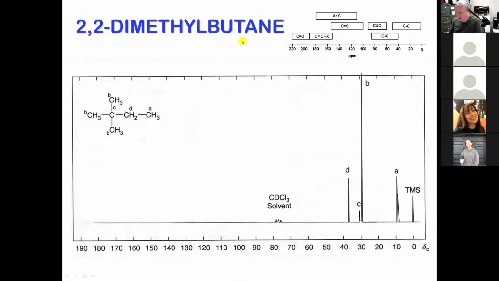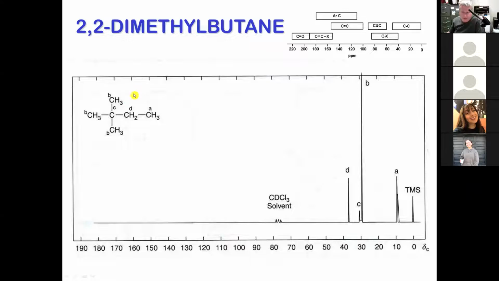Dimethylbutane, very boring molecule. There are no functional groups. It's just a hydrocarbon. One of the cool things this shows, though: okay, so go back to proton NMR. Our three pieces of information were integration, chemical shift, and splitting, right? Splitting we just got rid of here. Integration, there's not really integration in carbon NMR. All we have is chemical shift, right?